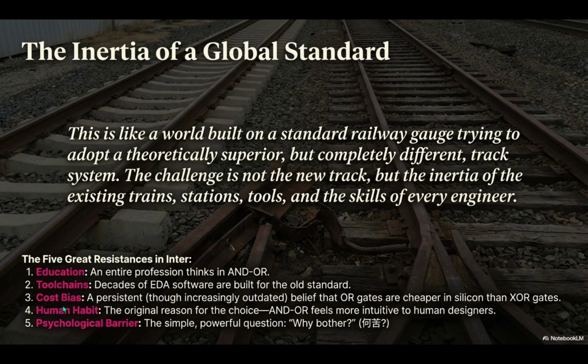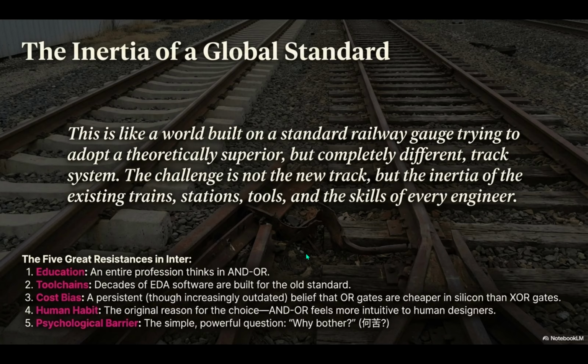Okay, the fourth point is just human habit. Boole's original reasoning still holds water. AND/OR aligns better with human intuition. If you try to write control logic using only XOR, it becomes really difficult to read and verify quickly. Designers prefer tools and logic systems that match how they intuitively approach a problem. It makes sense. And finally, the fifth and perhaps most powerful resistance, the psychological barrier. Just plain old, why bother? When faced with this gargantuan task of restructuring an entire global digital industry, the attitude often defaults to, the existing system is good enough for 90% of what we do.